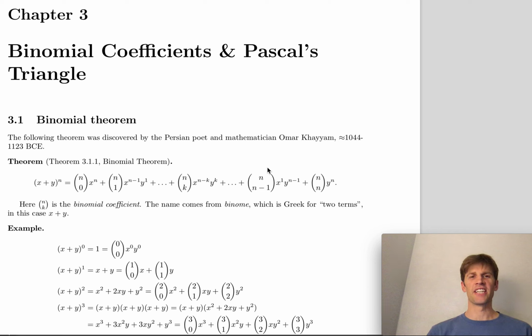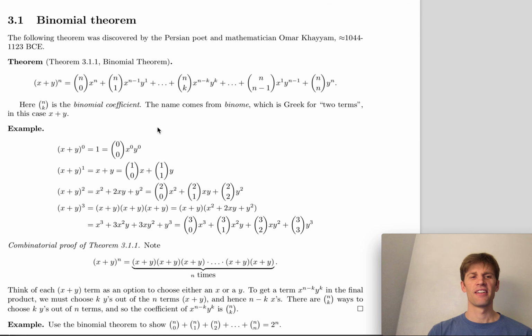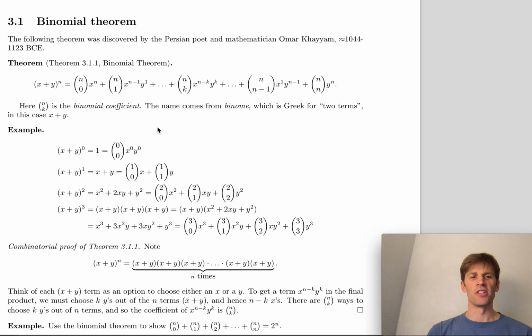We're now beginning Chapter 3 on binomial coefficients and Pascal's triangle. And we'll begin with Section 3.1 on the Binomial Theorem. The Binomial Theorem was discovered by a Persian poet and mathematician, Omar Khayyam. He lived approximately 1,000 to 1,100 years ago, so quite a long time ago. What does the theorem state?